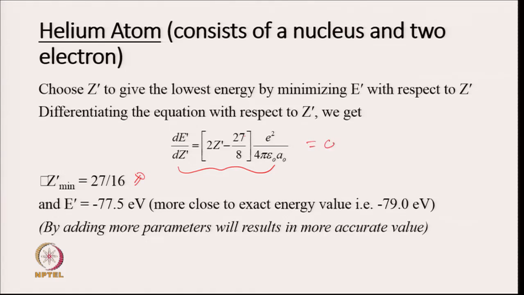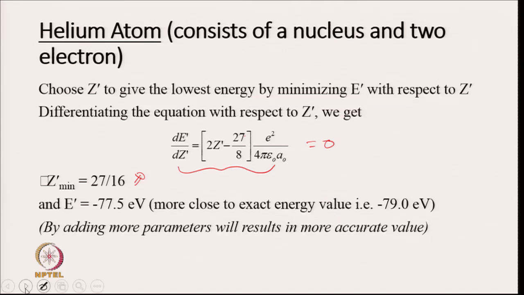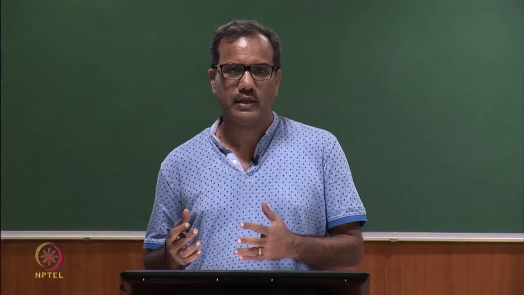Put this equal to 0 and you can get Z dash minima, which is equal to 27 by 16. Now you can put this value into the previous equation. For this equation, put the value of Z dash, and what you will get is the value of E dash, which is around minus 77.5 electron volt. So, this is the second method by which you can calculate the energy of different orbitals of the helium atom.